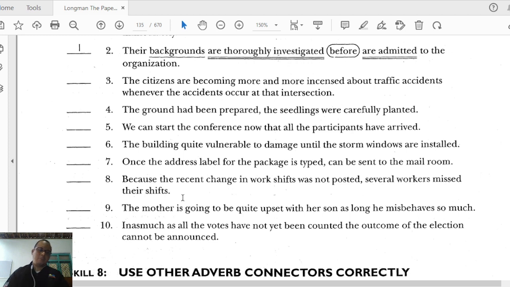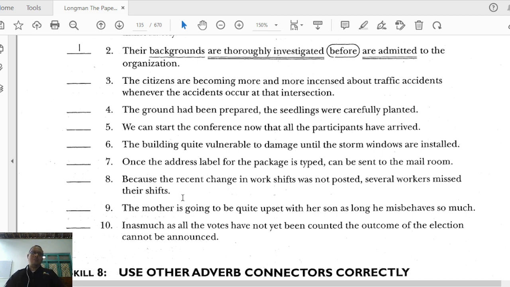The building is quite vulnerable to damage until the storm windows are installed. Okay, that's correct. The building, subject, is quite vulnerable to damage until the storm windows, subject, are installed, verb.